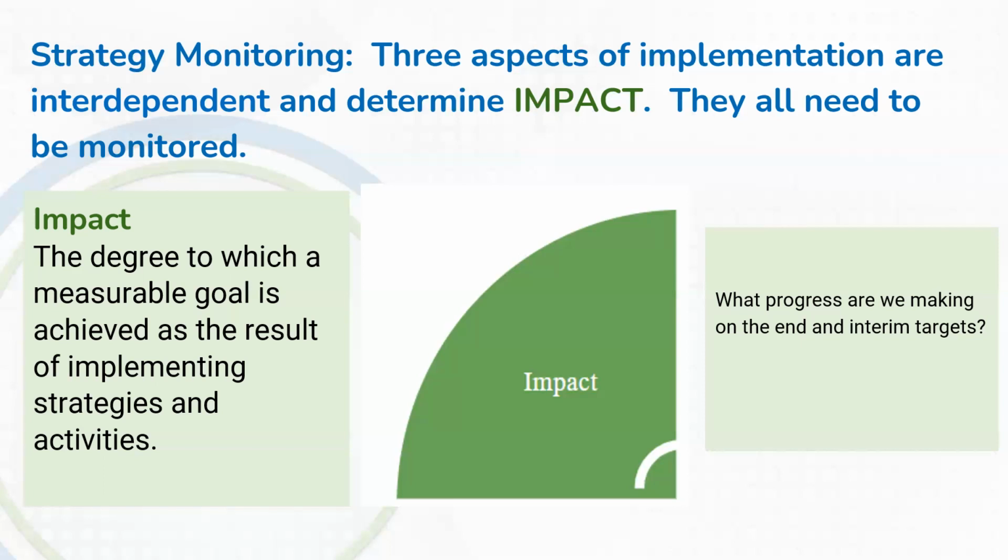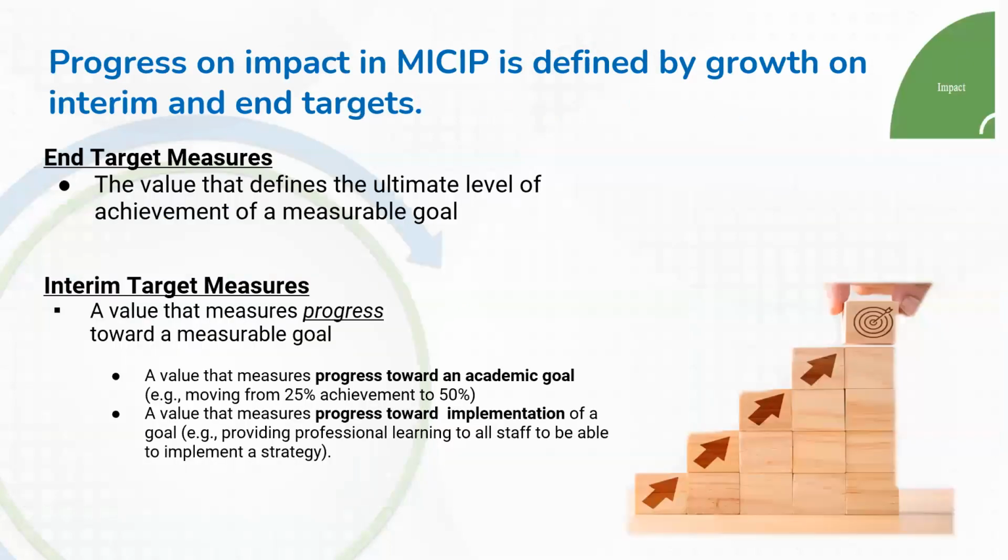But, you know, looking again, did we get the desired results? And that's what impact is all about. So when looking at the end target measures, we're looking at that as the due date of your plan. That's the day you do this. Is that the value that defines the ultimate level of achievement of the measured goal? And hence this little graphic here: did we really achieve it all? Did we do what we need to do?